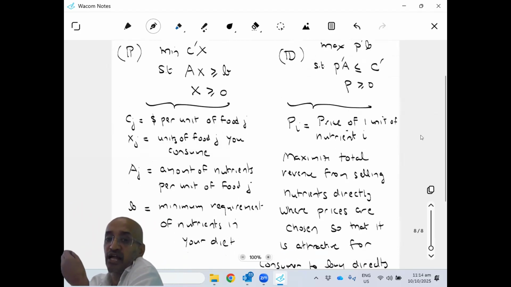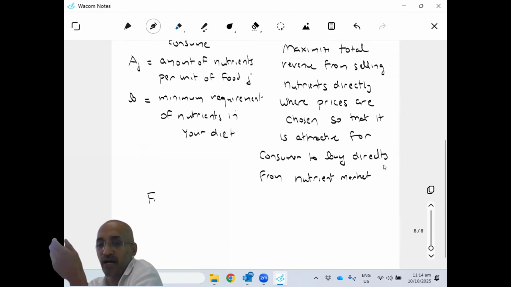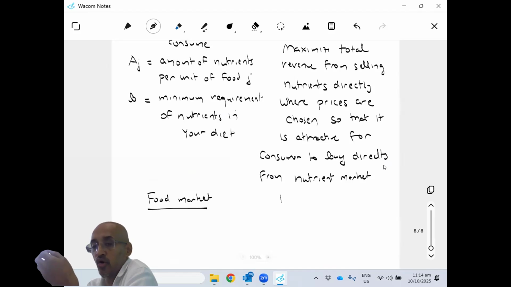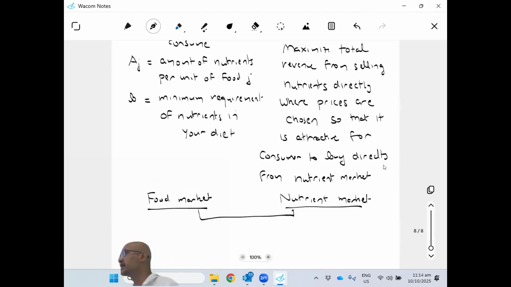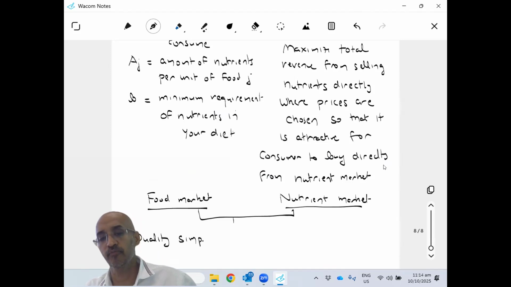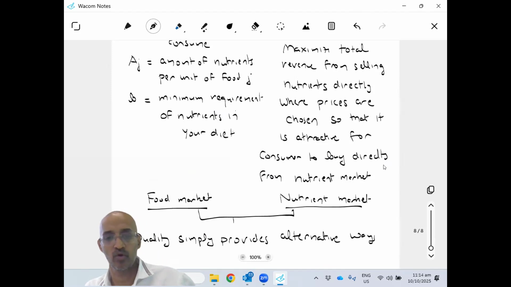What does duality tell me? It tells me that in this food market, which is the market we, of course, consume these things directly, this food market or this nutrient market, these two things are essentially, duality says that, they are essentially equivalent ways of... So duality simply provides alternative ways of accounting for the costs. Okay.